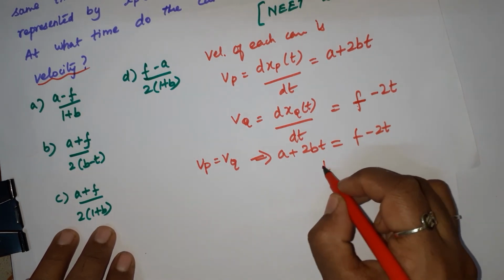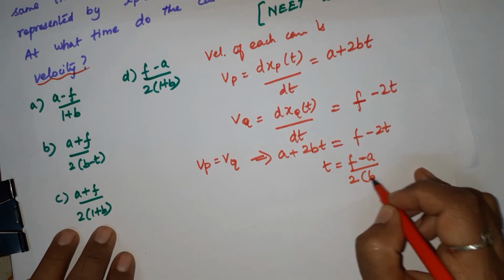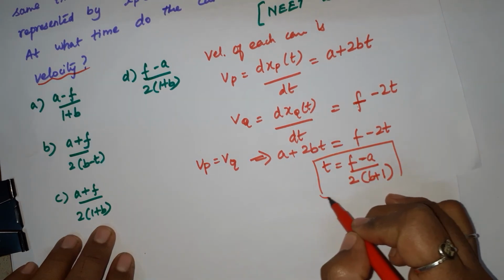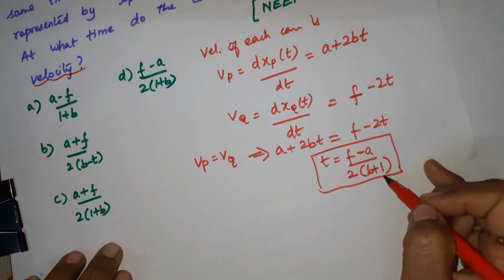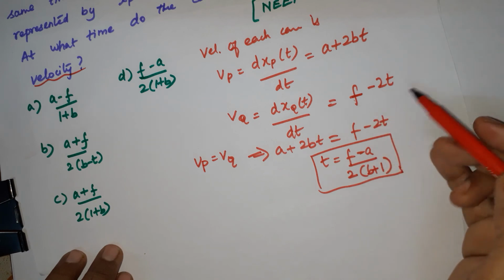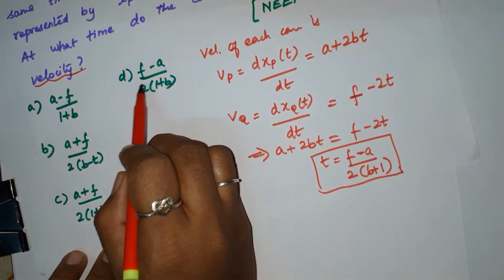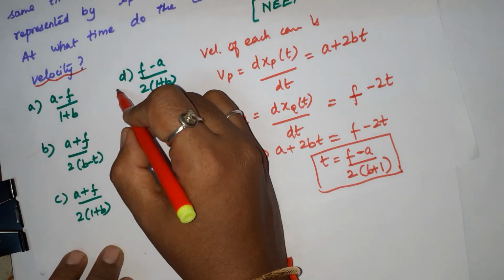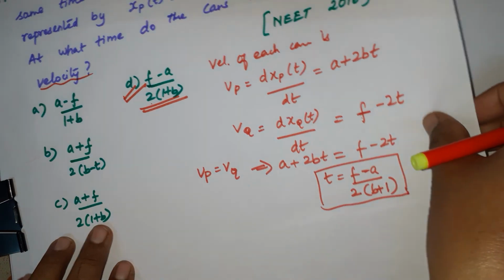We are going to find t from this. When you cross multiply, t equals (f minus a) by 2(b plus 1). Please check whether we have this answer. Yes, we have it in option D, that is t equals (f minus a) by 2(b plus 1). So option D is correct. I hope you all understood this, friends.